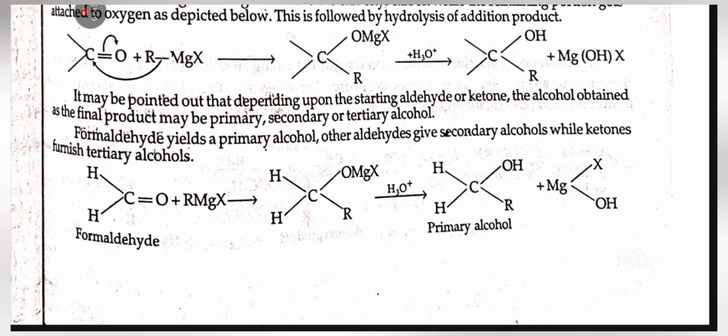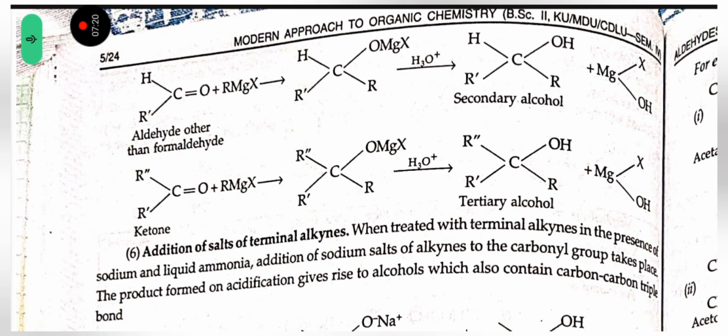will give, on reaction with H3O+, primary alcohol plus MgOH. Aldehyde other than formaldehyde plus RMgX on reaction with H3O+ will give secondary alcohol. Similarly, ketone plus RMgX on further reaction with H3O+ will give tertiary alcohol.